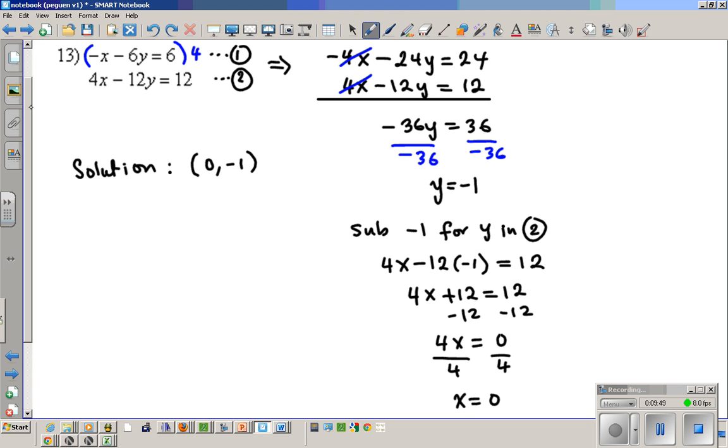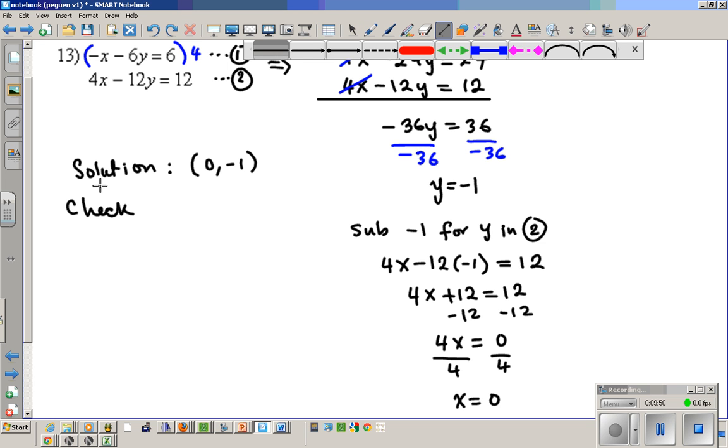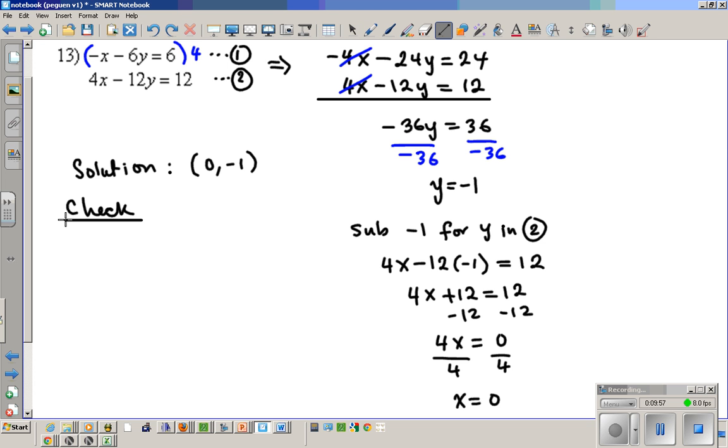Alright, so we need to do our check. We need to verify that our answer is correct. We need to plug this solution into the two equations. So to do the check, plug into the first one. The question is, negative 0 minus 6 times negative 1, is it equal to 6? Work it out. This is for the first equation. So is 0 plus 6 equal to 6? Is 6 equal to 6? Yes, it is, so it checks out.